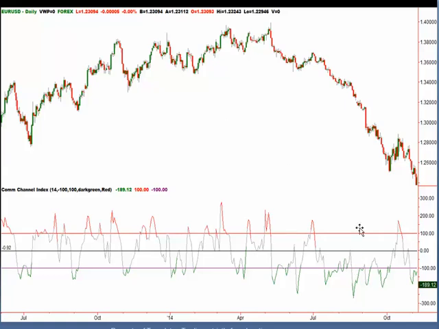The CCI has three lines. The top line is positive 100, the bottom line is negative 100, and the line in the middle is the zero line. Now the indicator fluctuates above and below the zero line. If the indicator is above the positive 100 line, it indicates that the market is overbought. If the indicator is below the negative 100 line, it indicates that the market is oversold.